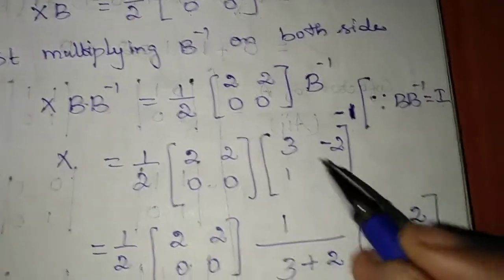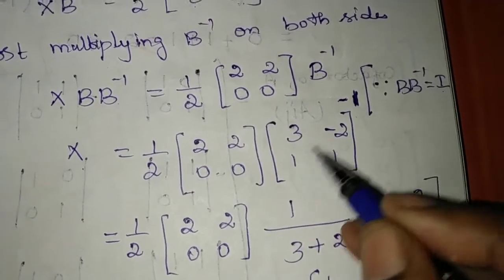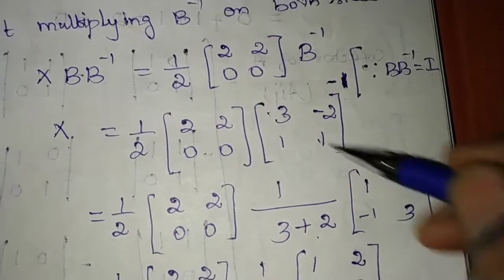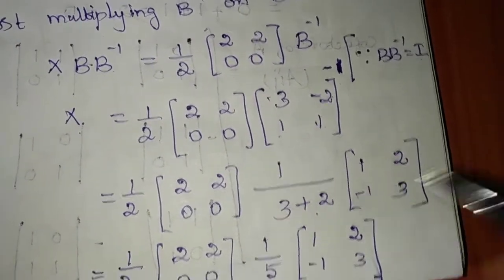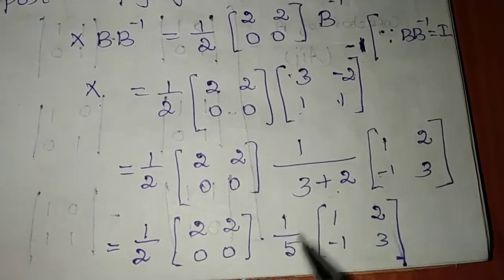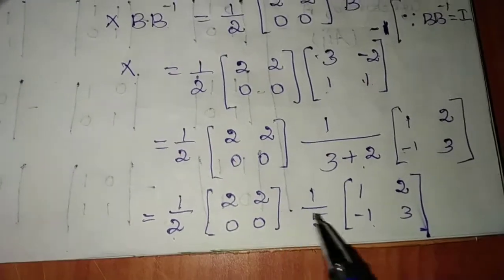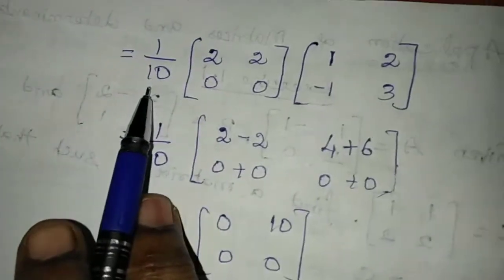Inverse means first find the modulus value: 3 minus 2, formula minus plus, 2. Now change the value, 1 3, change the sign, 2 minus 1. Here simplify: 1 by 5 the same matrix. See that one, 1 by 2 into 1 by 5, 1 by 10.